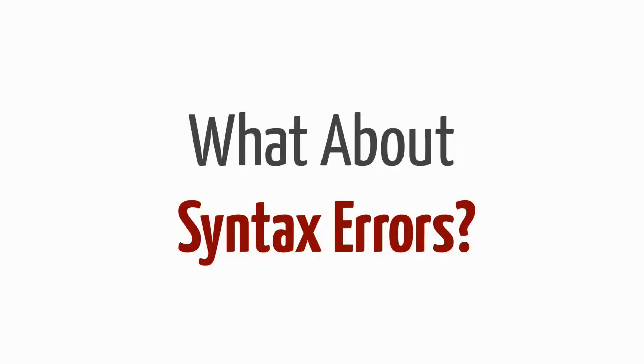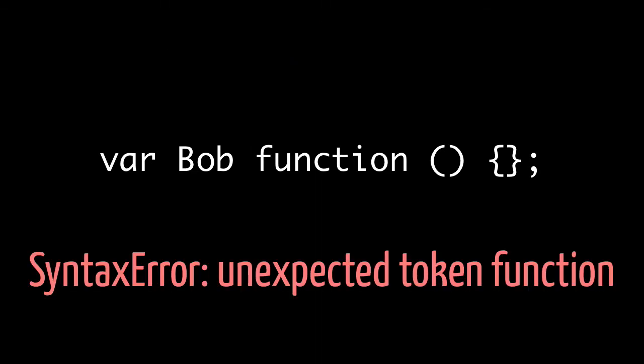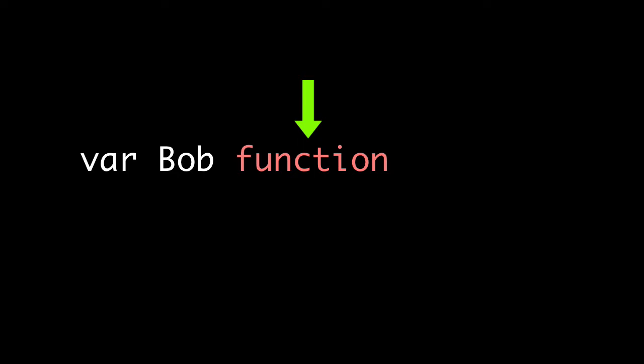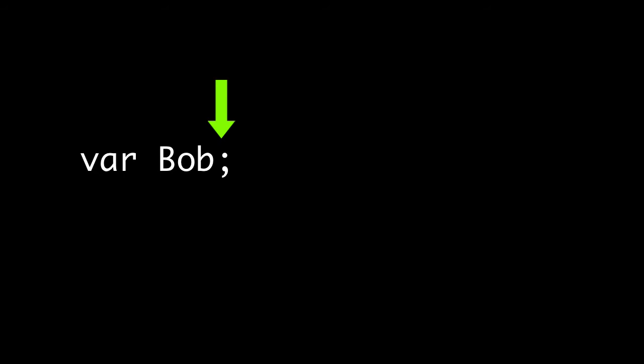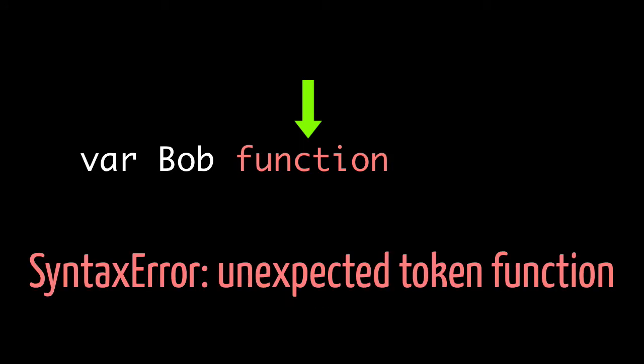Now, what happens when there is a syntax error? To demonstrate that, I'm going to remove the assignment operator here. I get the syntax error, unexpected token function. Why does it say that? Well, from the parser's perspective, I see the tokens var followed by Bob. So now I'm about to declare a variable named Bob. But then when I see the token function, I'm confused. I would have accepted an assignment operator, a semicolon, a comma, or even a new line. But function here just doesn't make sense. Therefore, it's not valid JavaScript, so I'm going to have to bail out with an error.